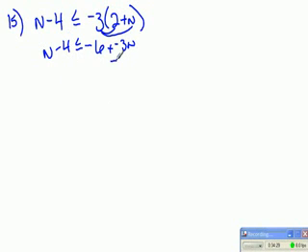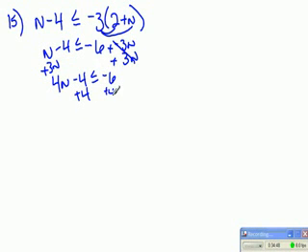And then I want to get my n's all together. I'm going to choose to add 3n to both sides. So all my n's will be positive. I have 4n minus 4 is less than or equal to negative 6. Those canceled. I want to get all my numbers together. So I choose to add 4 to both sides. 4n is less than or equal to negative 2.